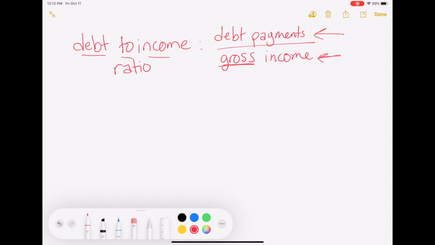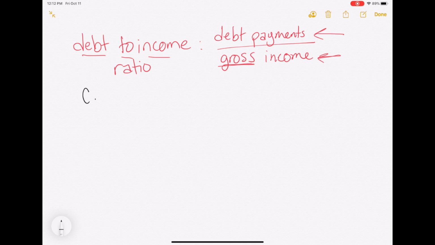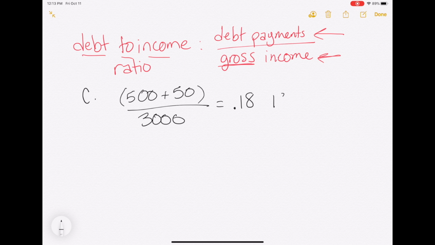But let's go ahead and practice with check for understanding C. So C says Hollister earns $3,000 per month. Bam, they gave us our first number. So $3,000 is our gross income. And he pays $500 per month for housing, $50 per month for other debts. So we're going to take $550 divided by 3,000. We have an 18% debt ratio. So is that healthy? Yes, it's very, very low. He doesn't have much debt at all.